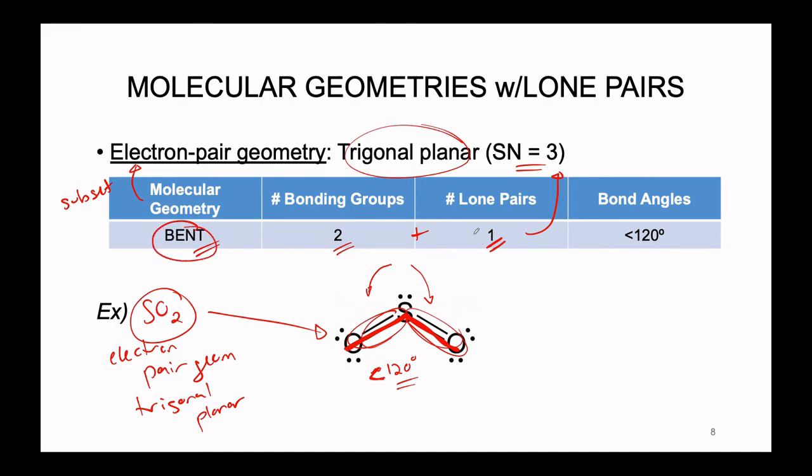You can add the bonding groups and lone pairs together, figure out what the total steric number is, and that's going to tell you what the electron pair geometry overall will be for SO2. So both of these definitions are working together, and all we're doing is looking at bonding groups and lone pairs. All right, so this is the bent geometry that falls underneath the category of the trigonal planar electron pair geometry. Let's look at a different molecular geometry.